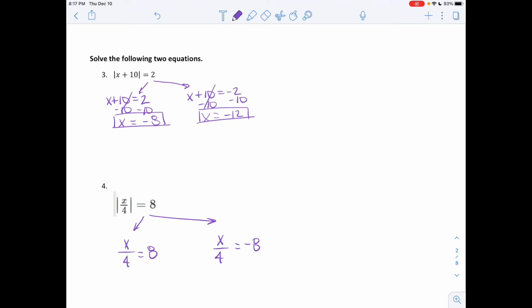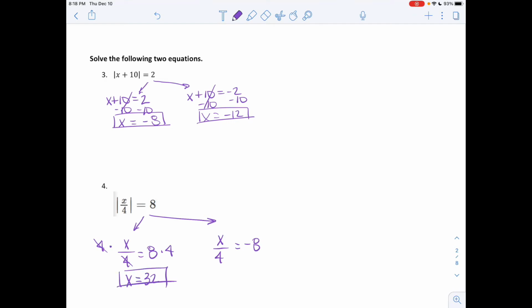So right now, I have x divided by 4. In order to move the 4 to the other side to solve for x, I need to multiply by 4 so that the 4's will cancel. But if I do that on one side, I have to do it on the other side. Remember, you have to keep equations in balance. So x is equal to 32.